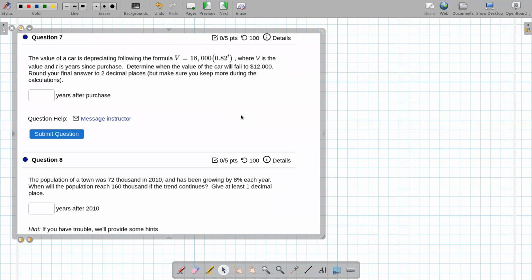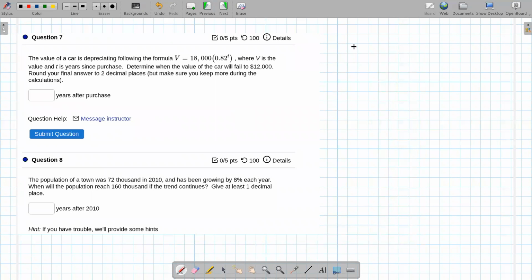So for number 7 here, I want to know, given this depreciation formula right here, so if that's 0.82, that's 82%. So that means my car must be losing 18% per year. 100 minus 18 is 82%. Determine when the value of the car will be 12,000. So I would try to solve the equation 18,000 times 0.82 to the power t. I want to know, when does that equal 12,000?